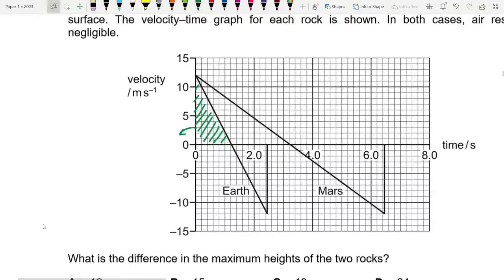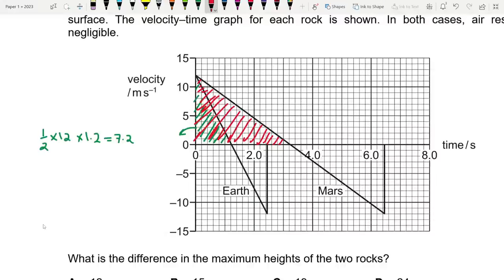What is it? This is 12, right? So I use the area of the triangle. Half into 12 into how much is this? 1, 2, 3, 4, 5, and one more box. It's around 1.2. So it's 0.5 times 12 times 1.2, which is 7.2 meters. Okay, now let's do it for Mars.